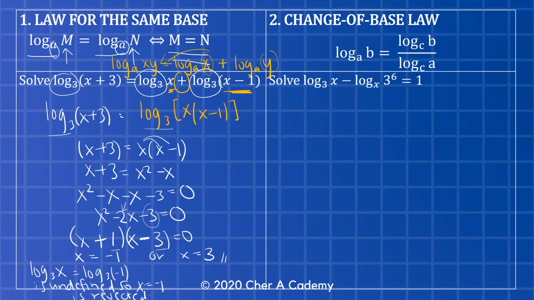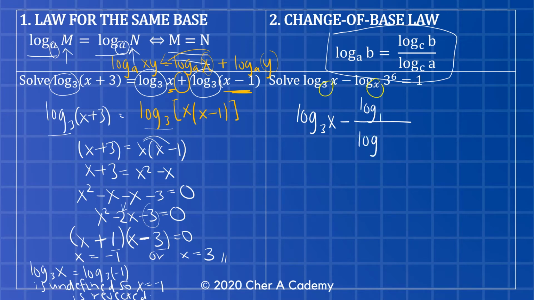Now let's look at the second law, the change of base law. The change of base law is to change my base, right? So when do I need to change my base? Let's look at the question. Solve log base 3 of x minus log base x of 3 to the power of 6 equals 1. In this question, you'll notice that they have two different bases. So this tells me that I have to use the change of base law. I will keep the one with the number. I will change the base x.